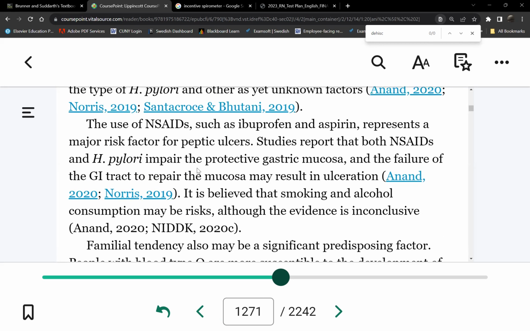So how do NSAIDs cause ulcers? What is the action of NSAIDs? They inhibit what? How do they decrease pain? They inhibit prostaglandin synthesis, correct? Now, what is the role of prostaglandin here? Prostaglandin is a vasodilator. It's useful in cells, tiny cells like the ones that are producing mucus in the GI tract. So they help those, and they also help the nephrons.